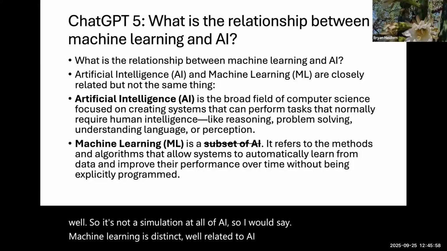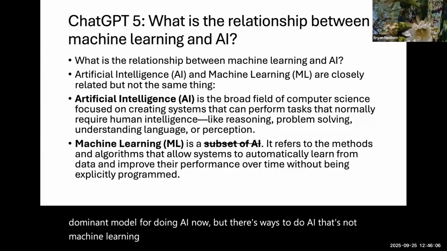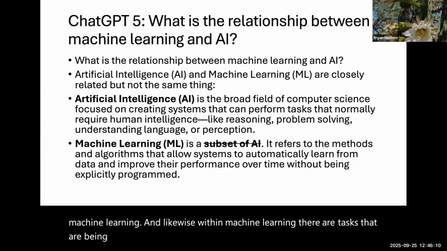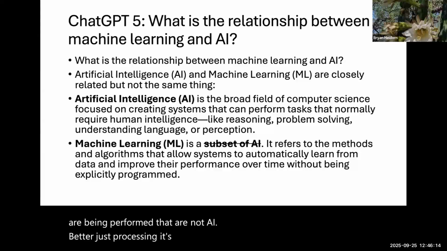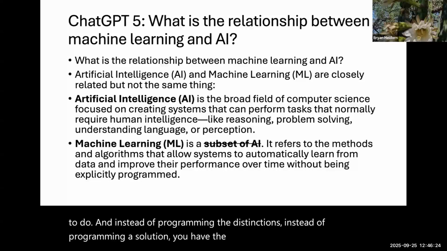Machine learning is the dominant model for doing AI now, but there are ways to do AI that are not machine learning. Likewise, within machine learning, there are tasks being performed that are not AI, that are just processing. It's like statistics and mathematics, but very useful things to do. The distinction is that instead of programming a solution, you have the system learn a solution by looking at data.